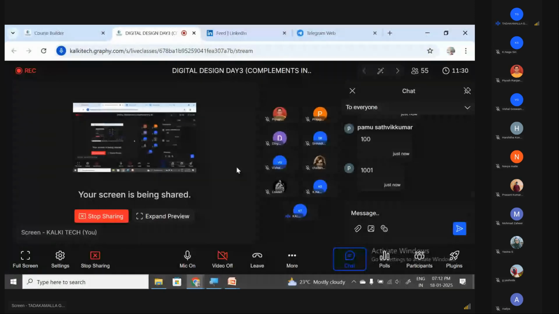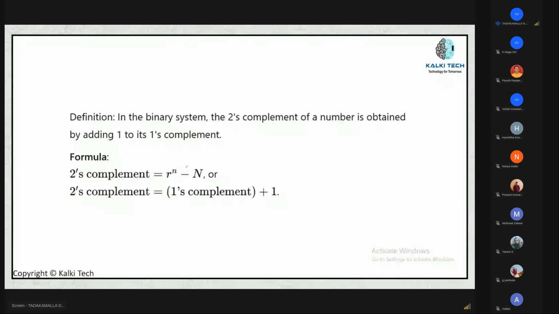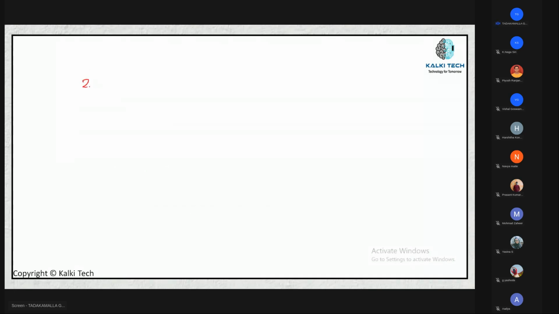Now coming to two's complement, that is R's complement. For binary, that is base 2, we have R's complement, that is 2's complement. Let's see how we perform this. One of the formulas is R power n minus N, or you can also perform 2's complement by doing 1's complement plus 1. So one way is R power n minus N, and another way is 1's complement plus 1. Let's say we want to perform 2's complement on triple 1.